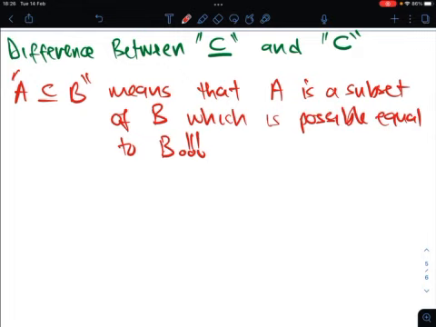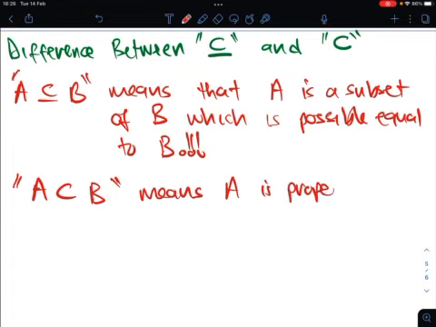But when we use this notation now, when we say A is a subset of B like this, it means A is a proper subset of B, which can never equal B.